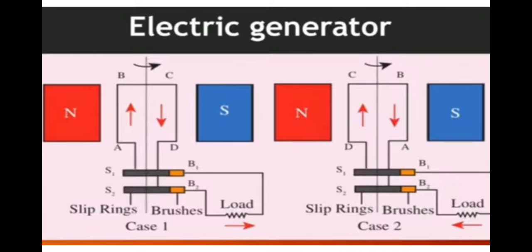To get a direct current, DC, a split ring type commutator must be used. With this arrangement, one brush is at all times in contact with the arm moving up in the field, while the other is in contact with the arm moving down. Thus, a unidirectional current is produced. The generator is thus called a DC generator.